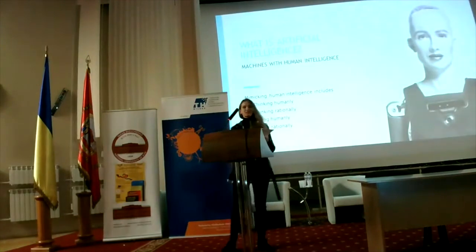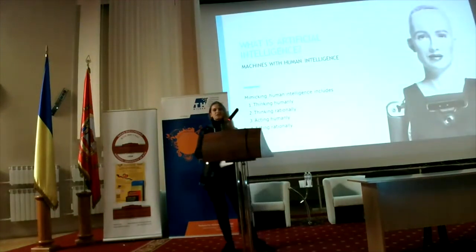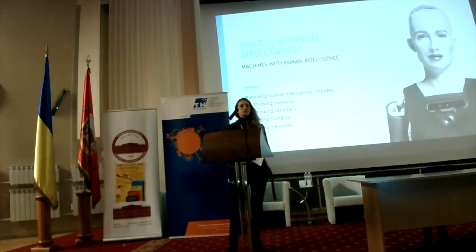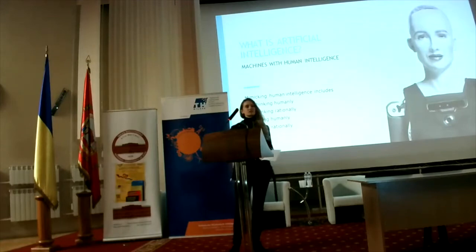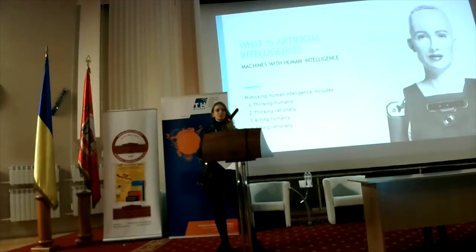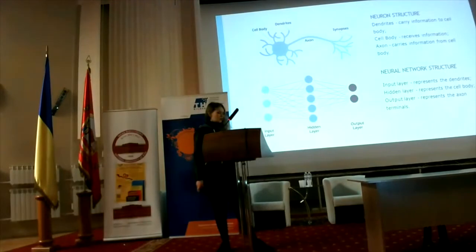So, what is it exactly? Artificial intelligence is a subfield of computer science aimed at developing computers capable of mimicking human emotions. And the next question is, if artificial intelligence is capable of mimicking human thinking processes, is its structure similar to the human brain? Well, spoiler alert, it is.